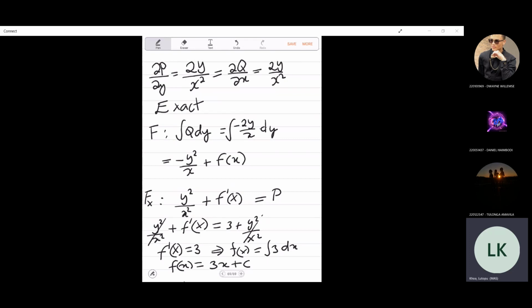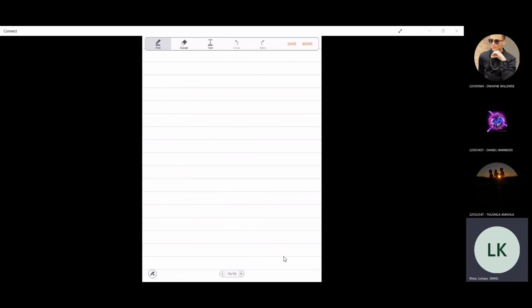Okay, then our final answer will be this part here, plus 3x is equal to c. So the solution will be 3x minus y squared over x. This is equal to some constant c.